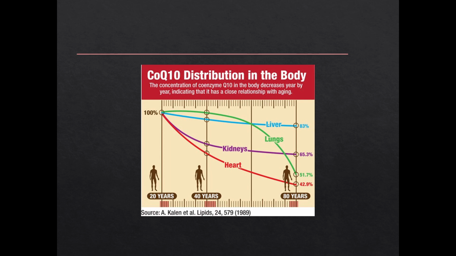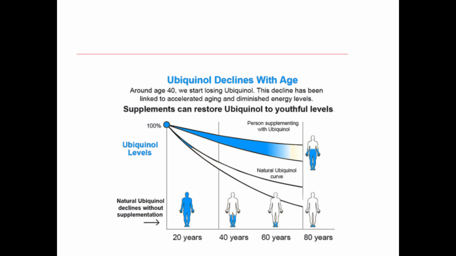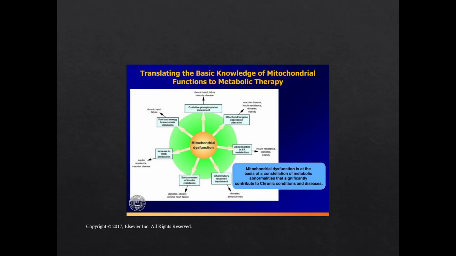And so I threw this slide in here to show you that if you supplement ubiquinol at an early age, this decline can be slowed, and a person can end up being 80 years old and still having significant levels of ubiquinone in the body. And so why is providing proper nutrients to the body important? Because we know that mitochondrial dysfunction leads to, look at the bottom right there, enhancements of insulin resistance, which leads to diabetes, obesity, and chronic heart failure.